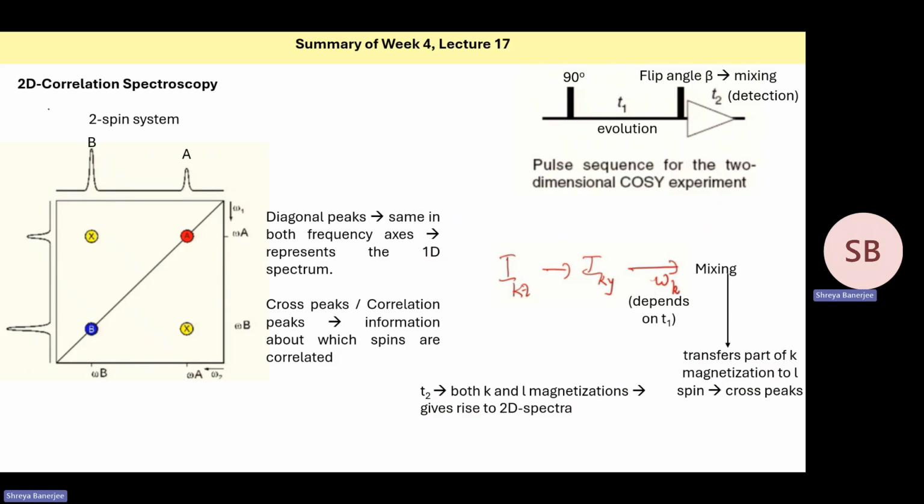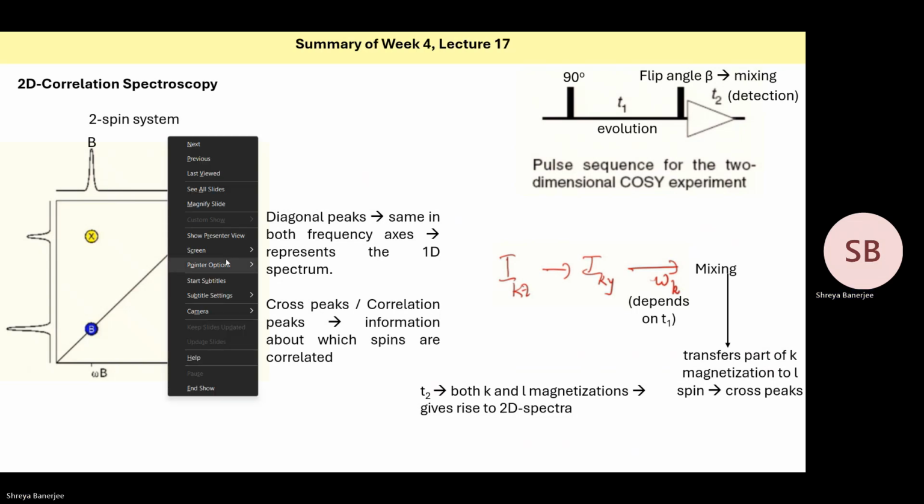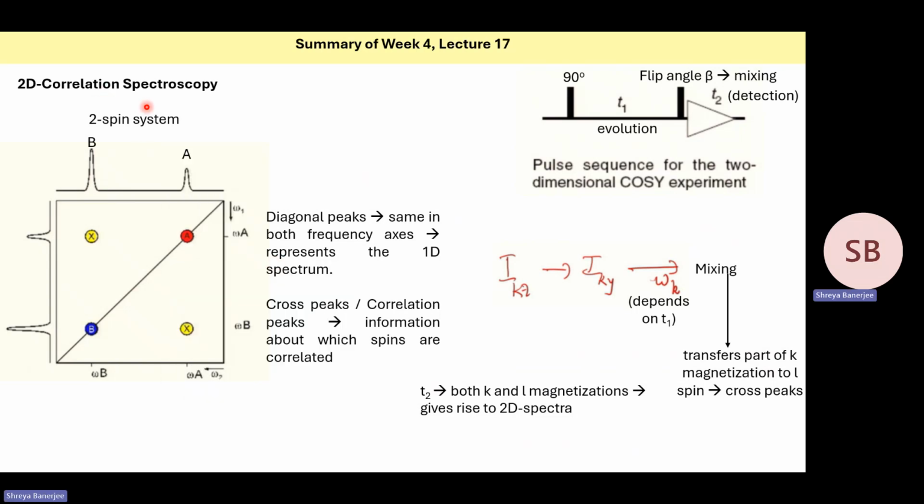Now we'll go into something more practical, which you can visualize. We will talk about 2D correlation spectroscopy, also called COSY. In 2D correlation spectroscopy, the pulse sequence is this. You have the initial 90-degree pulse, which is the same in all the pulse sequences we have seen so far. Then you have a time t1, which is allowed for the evolution. The initial 90-degree pulse will flip the magnetization from the Z to the transverse axis.